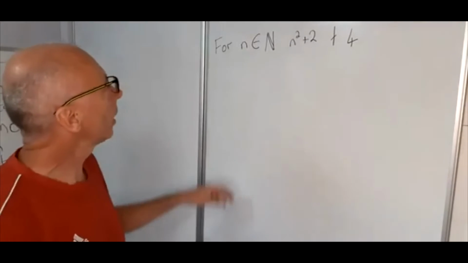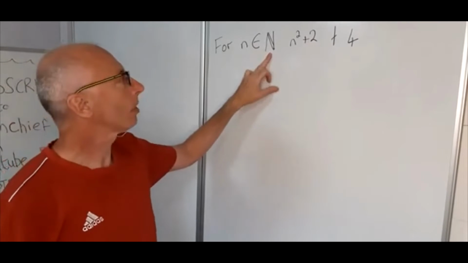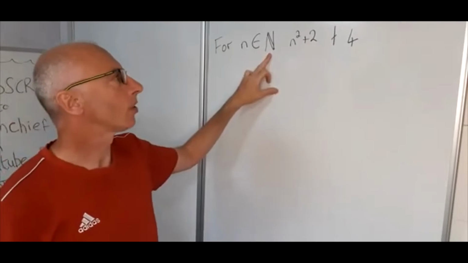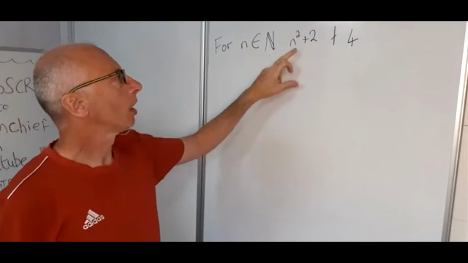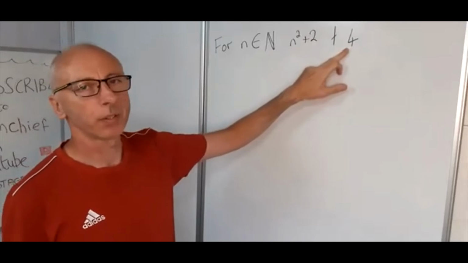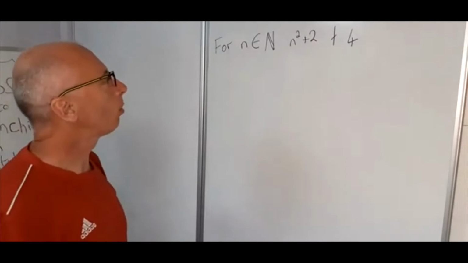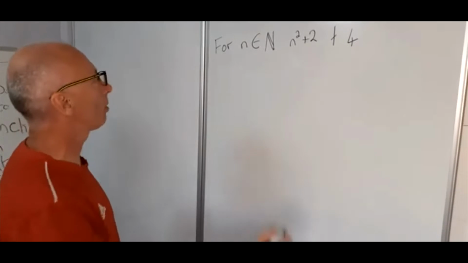Okay, so we've got a question here for the numbers n in the set of natural numbers. So that's the numbers 1, 2, 3, 4 and so on. That's the whole numbers. We need to show that n squared plus 2 is not divisible by 4. So how do we go about that? Well, one way is we could use modulo arithmetic.